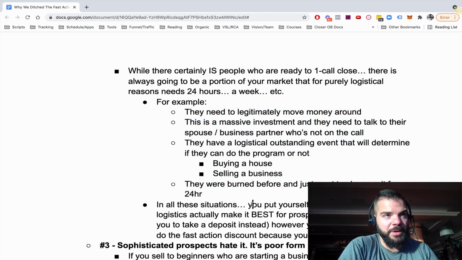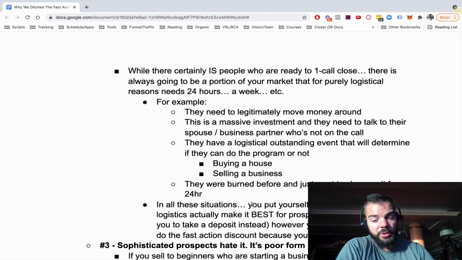I mean, well, for one, the pricing is kind of putting the prospect in the corner, but it's also putting you in a corner because logistically, it could actually be the best for the prospect to 2-call close or 1-call close with a follow-up, or for you to take a deposit. That can be a valid solution, but you're kind of stuck.